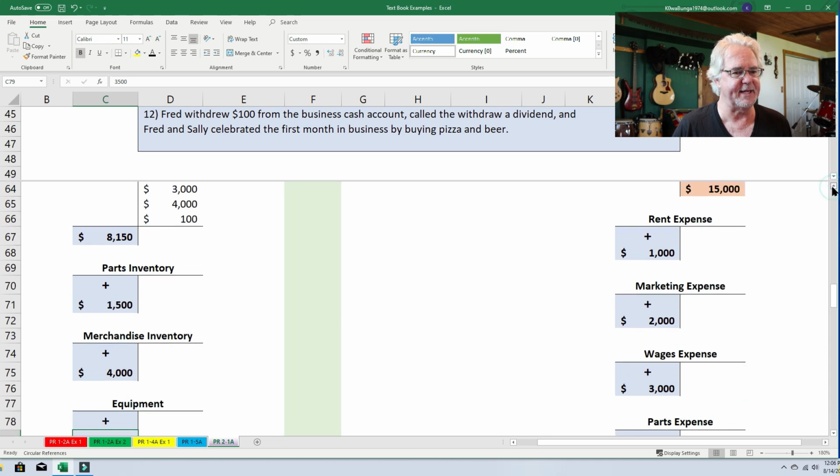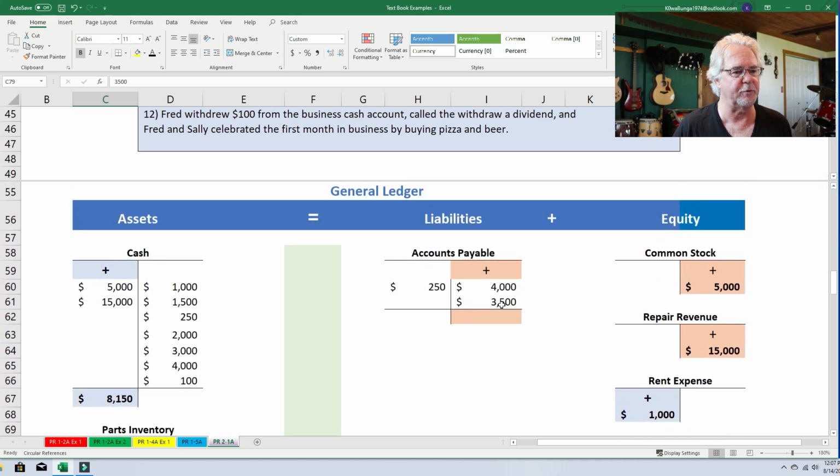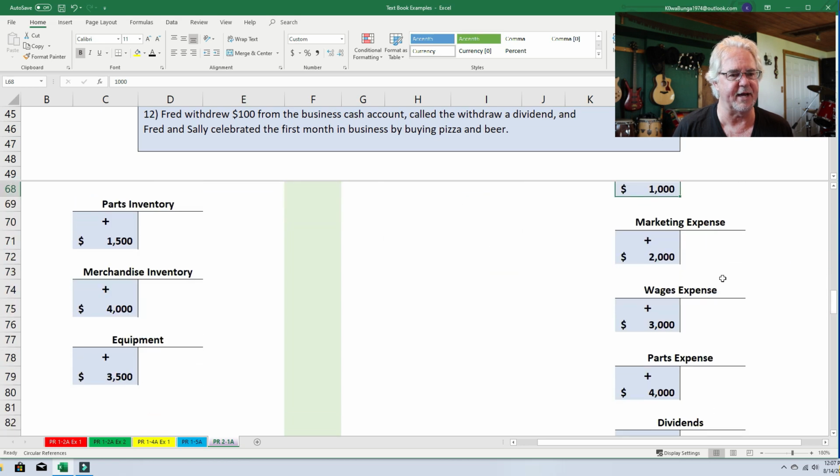Coming over here to the right-hand side, let's look at accounts payable. Well, with accounts payable, Fred borrowed a whole bunch of money. He borrowed $4,000, and then he borrowed $3,500, and he paid down $250. So he paid some of it off. If you add up what he borrowed minus what he paid back, you would come up with $7,250. And if you do the math, that's what you get. And if you do it on Excel, Excel will not make a mistake for you. Now, all the other accounts, the balances are already figured out for you. There's nothing to add up.